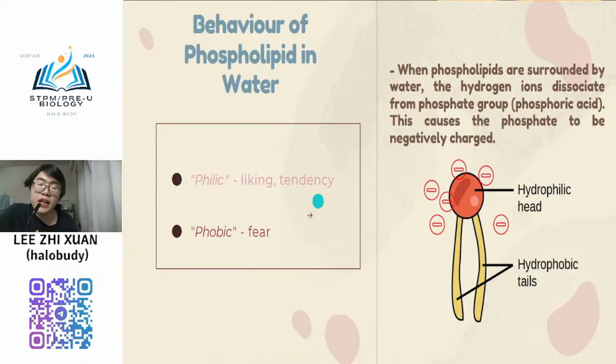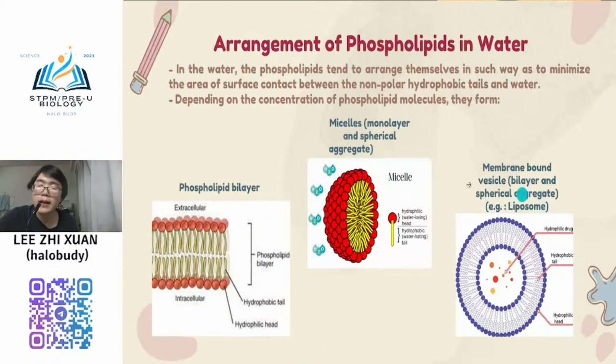So normally, if you see the behavior of phospholipid in water, as I mentioned before, they are hydrophilic and also hydrophobic. So normally, phospholipid is partially soluble in water. They are not totally soluble, but they are partially soluble. The hydrogen ion dissociates from the phosphate group. This causes the phosphate to be negatively charged. The reaction occurs when you dissolve it in water.